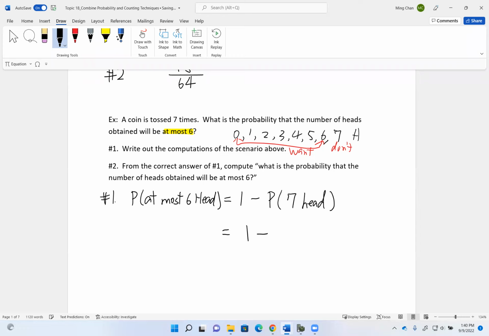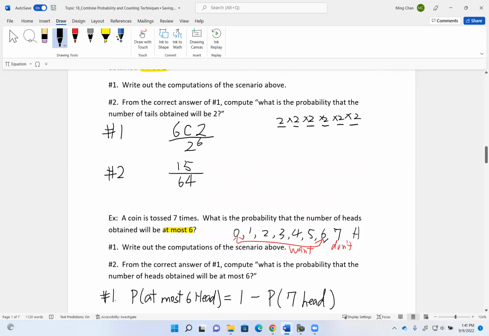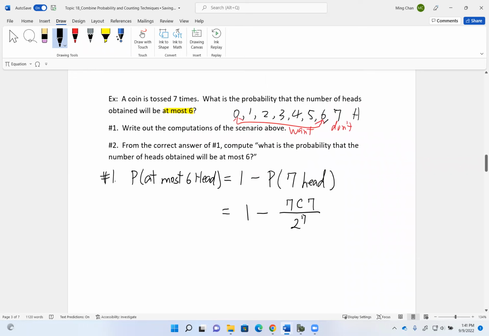Okay. So how many ways can I get 7 heads? Well, 7 tosses total. I want all 7 to be heads. This is a combination because which head comes first doesn't really matter as long as I got 7 heads. So that will be 7 choosing 7, divided by the total possible outcomes of flipping a coin 7 times. That will be 2 to the 7 power, just like 2 to the 6 power up here was the total possible outcomes of flipping a coin 6 times. So flip a coin 7 times, the total possible outcomes will be 2 to the 7 power.